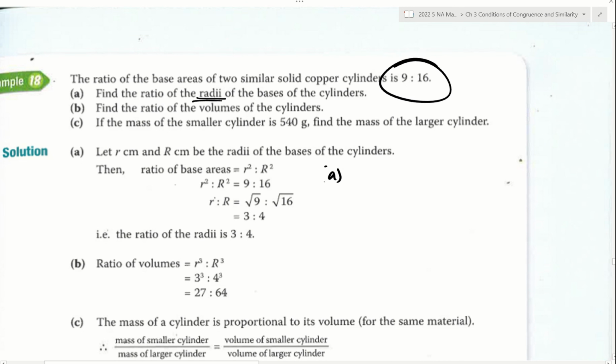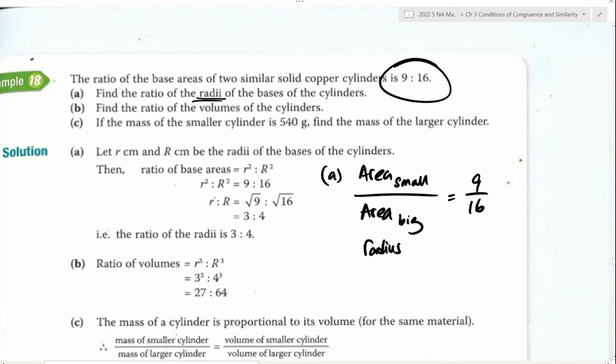So part A, this is my presentation. Area, large or small, over area big, equals to 9 over 16. So the radius, small, over radius big, must be square root 9 over 16, which is 3 over 4.